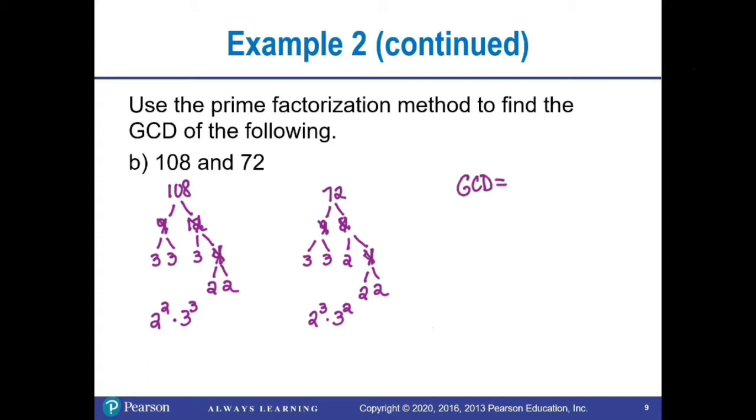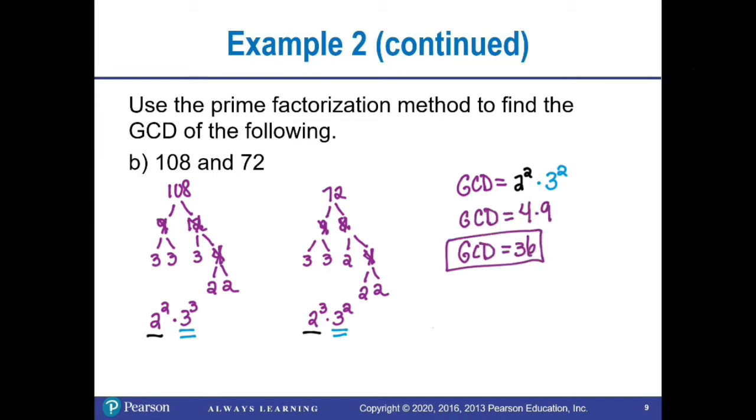Now as I find my GCD, I want to look for what primes these prime factorizations have in common. Well, they both have a 2, and I use the smaller power, so I'd have 2 squared. They also both have a 3, and I use the smaller power, so I have 3 squared. 2 squared is 4, and 3 squared is 9, and so my GCD here, 4 times 9, is 36.